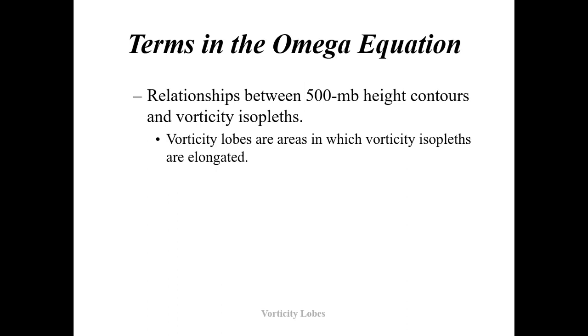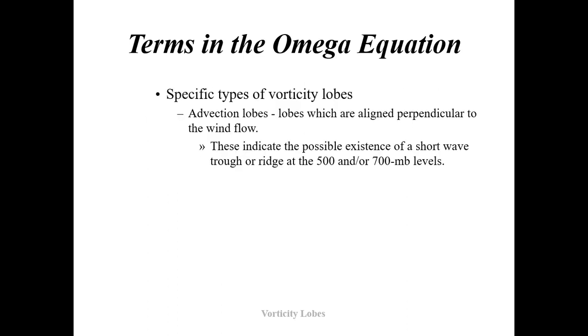Vorticity lobes are simply areas in which vorticity, and when I say isopleths, all I mean is a line of equal value. Iso literally means equal, pleth means line. So a line of equal value of some sort. That's what isopleth is. So the vorticity lobes are areas in which vorticity isopleths are elongated. There are 2 types of vorticity lobes. There is what's known as advection lobes, and these lobes are aligned perpendicular to the wind flow.